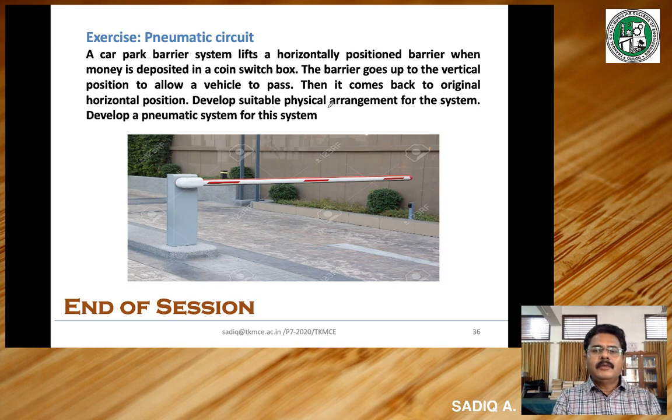Develop a suitable physical arrangement for the system by using pneumatic elements or hydraulic elements. Okay, the arrangement you have to make. Develop a pneumatic circuit for this system. This is the work that is given as an exercise. You try, if you can do it.